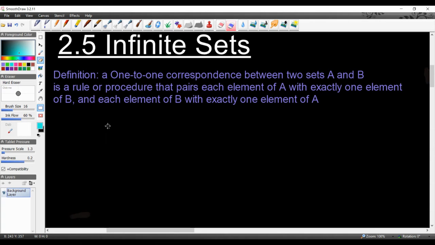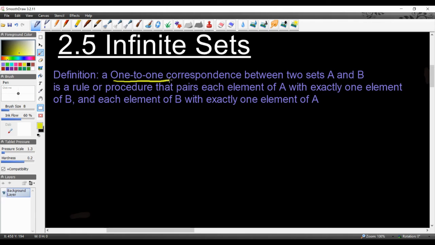So we're going to go ahead and start right away with a definition that's going to lead us to this infinite set. We have a one-to-one correspondence between two sets A and B is a rule or procedure that pairs each element of A with exactly one element of B.